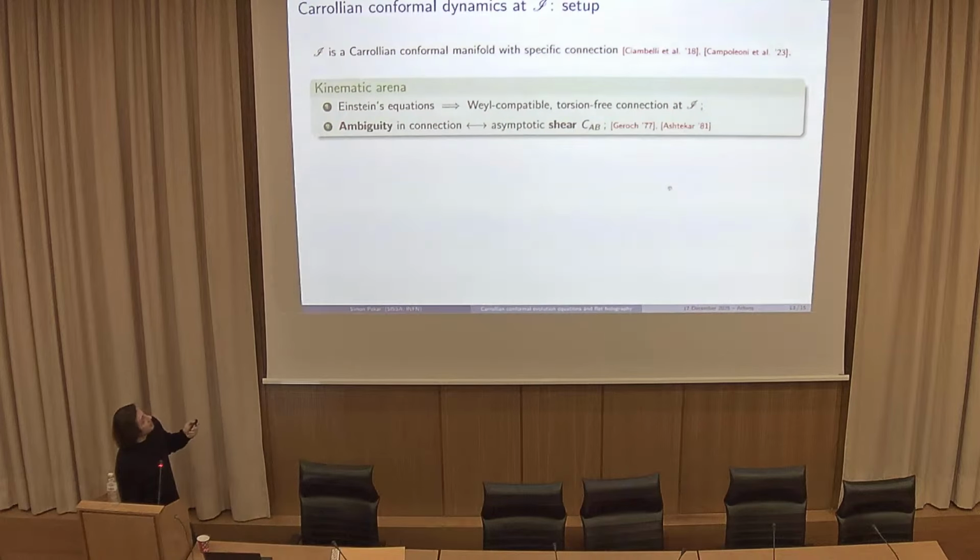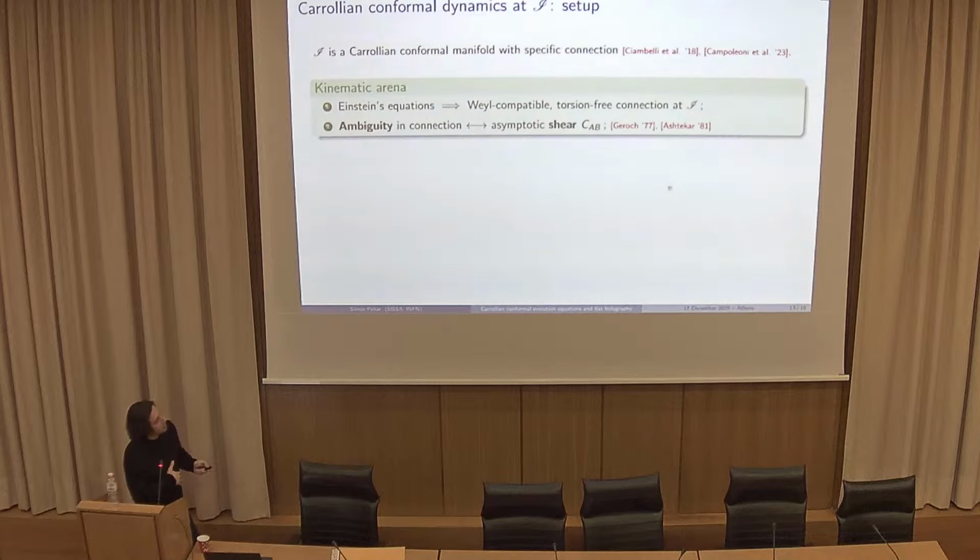The first is that CRI is indeed a Carrollian conformal manifold with a specific connection. So remember that for a connection on the Carrollian manifold to be volume compatible and torsion free, I need to satisfy a set of conditions, which is the vanishing of the geometric shear. And this is guaranteed by Einstein's equation. So this is already starting to smell good.